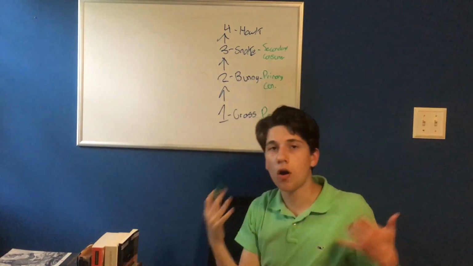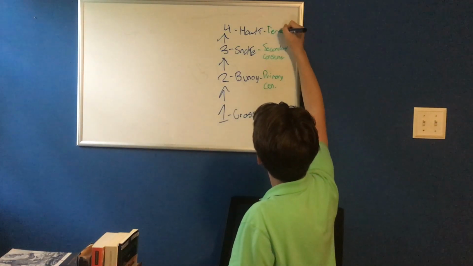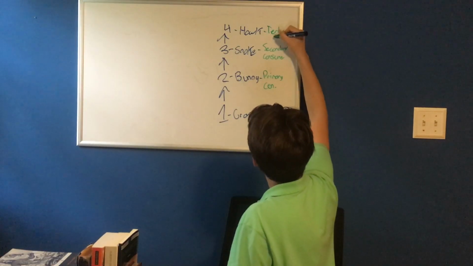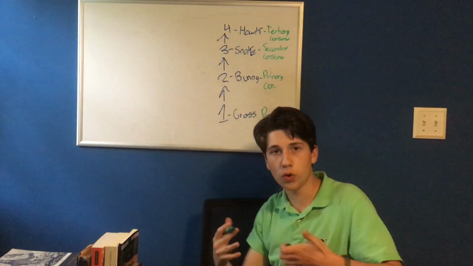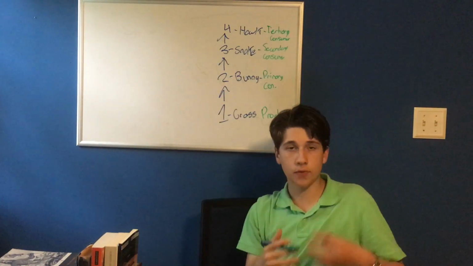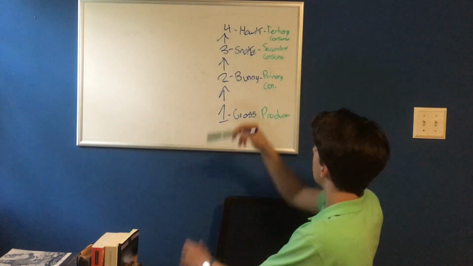And lastly, we have our hawk. Now, our hawk is going to be a tertiary consumer. And you can remember that tertiary means third in the order because of the T. T for tertiary. Now, let's also examine some relationships.